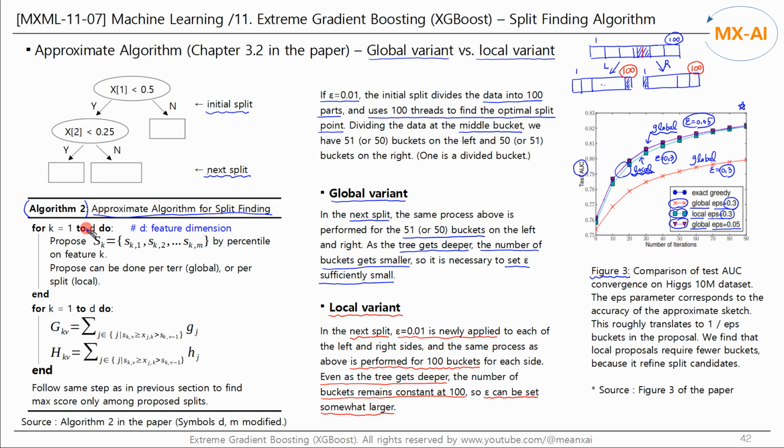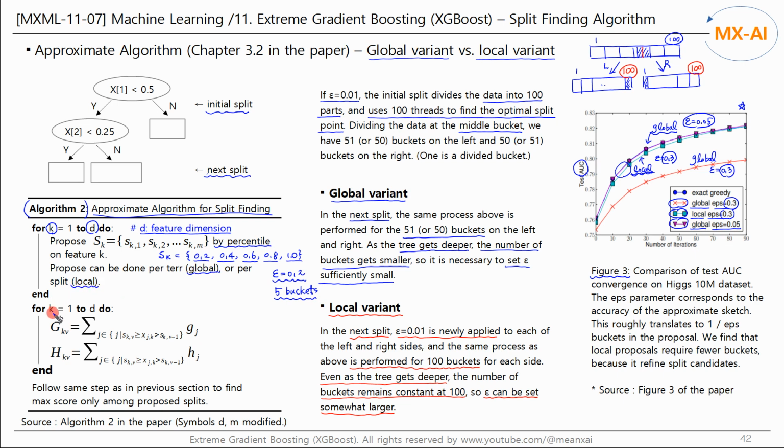D is the number of features. Read feature vectors one by one and divide a feature vector by percentile. For example, if the epsilon is 0.2, you can set the percentiles this way so that each bucket contains 20% of the data points. This will create 5 buckets. And use global or local variant.